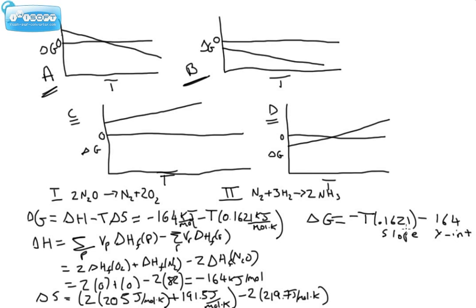Looking at these graphs, we need to look for a graph that has a straight line with a negative y-intercept and a negative slope, which corresponds to plot B. So the answer for this one is plot B.